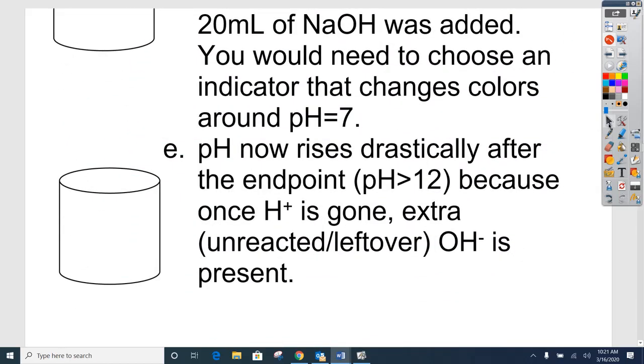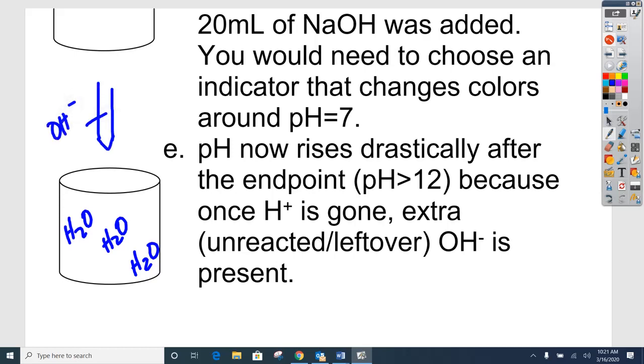Okay, now what happens if we overshoot the endpoint? What happens if instead of just having the water present, we mix everything in a perfect ratio and we stop? What happens if you continue to add hydroxide? So if I then add hydroxide, I have water and a strong base present. So since I have a strong base, you are going to see your pH rise drastically. So we've gone from a strong acid in the container to having water right at the equivalence point to now having a strong base. So, aha moment.